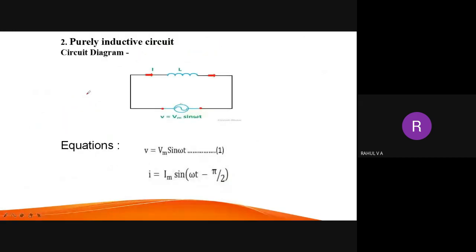Okay. Now let us go for the purely inductive circuit. Okay. What's the change from the previous circuit diagram and this circuit? Now, instead of resistor, we have an inductor. Remaining everything is the same. The applied voltage is V is equal to Vm sin omega t. And instead of resistor, we have kept an inductor.